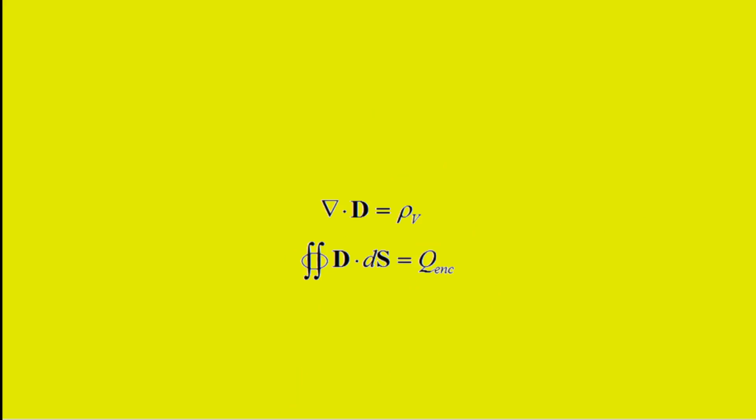We now have both forms of Gauss's law. The top, which is the differential form, and the bottom, which is the integral form. Both forms are completely equivalent. Gauss's law is one of Maxwell's 4 equations.